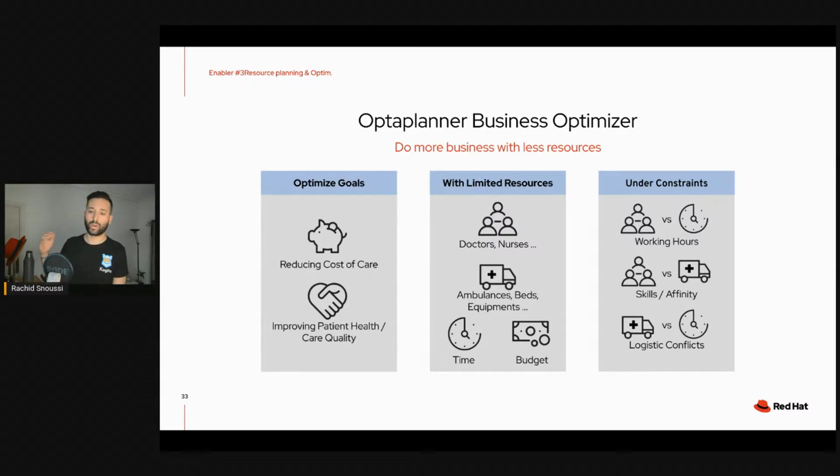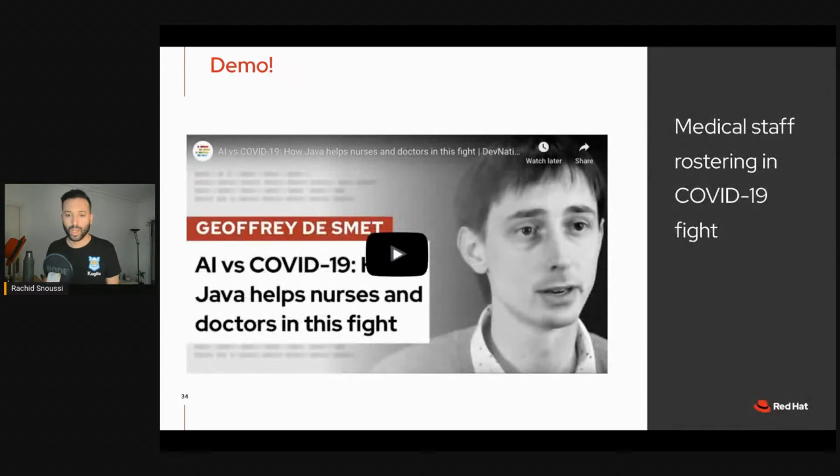Constraints are the working hours of those doctors and nurses, the skills and affinity of those doctors and nurses, and logistic conflicts. For instance, in a room, you cannot assign a 10 years old boy with a much older person in the same room. Those are the kinds of constraints that you can take into account.